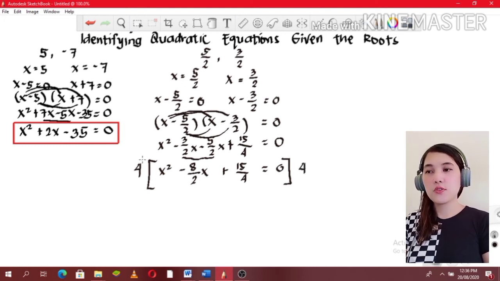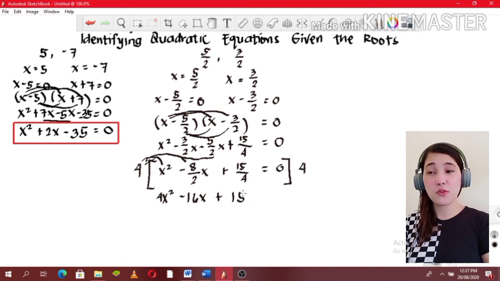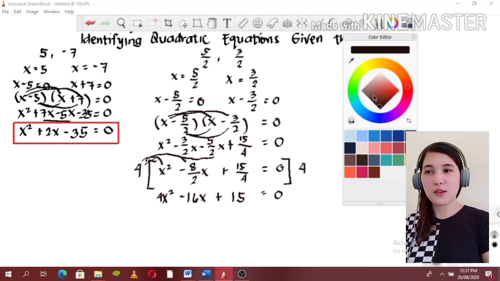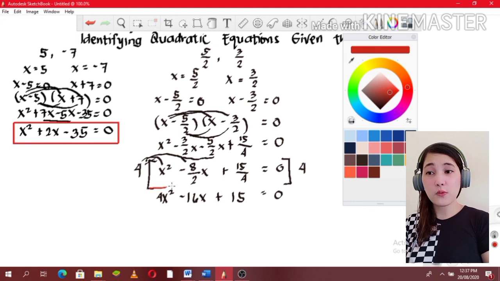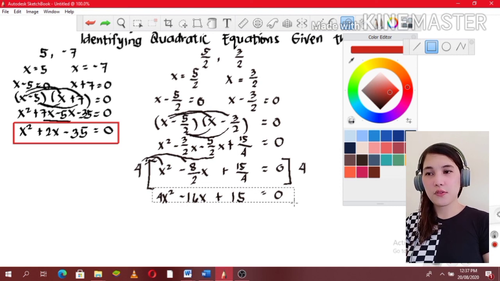Okay, multiply. So 4 times x squared, that is 4x squared. 4 times negative 8 halves x. So we can actually cancel 2 and 4. 4 will become 2. And 2 times negative 8x is negative 16x. Next, 4 times 15/4, we can actually cancel 4. And what will be left is 1 times 15, or just simply 15. And 4 times 0, of course, 0. Any number multiplied to 0 is 0. So this is now the quadratic equation, okay, with the roots 5 halves and 3 halves.